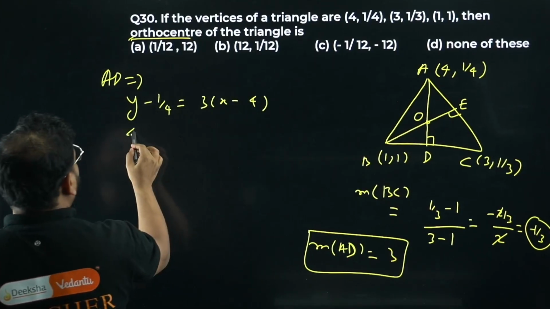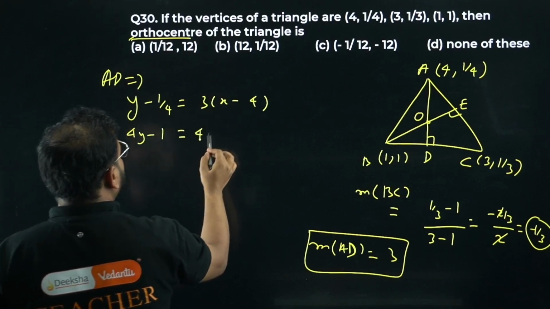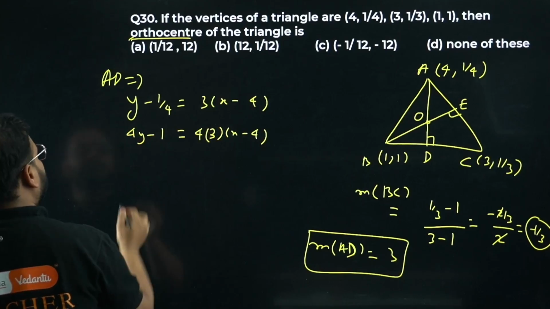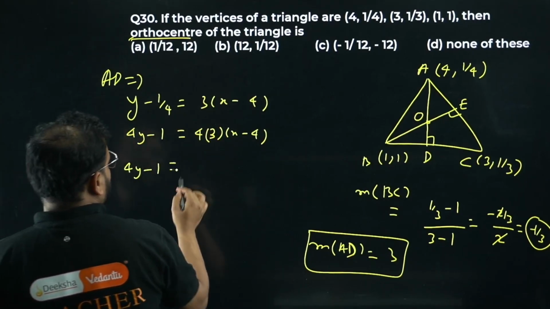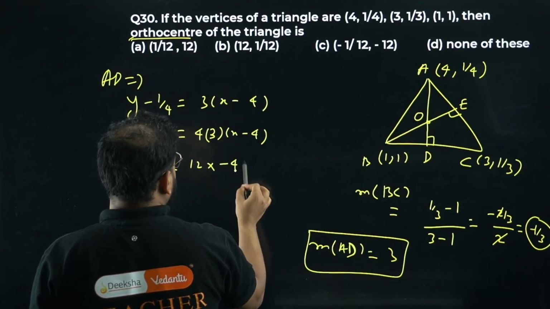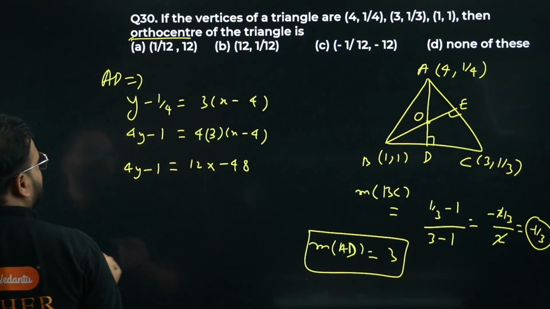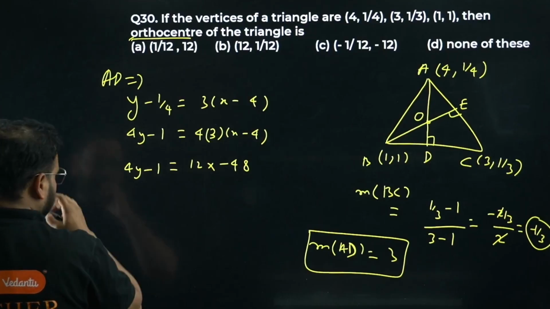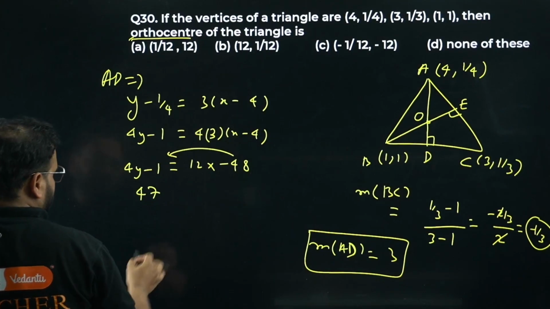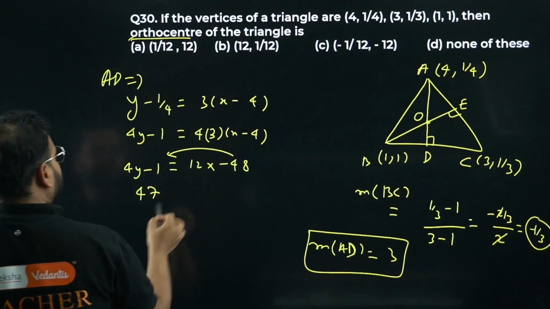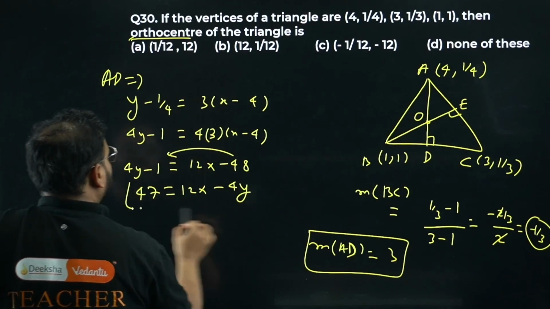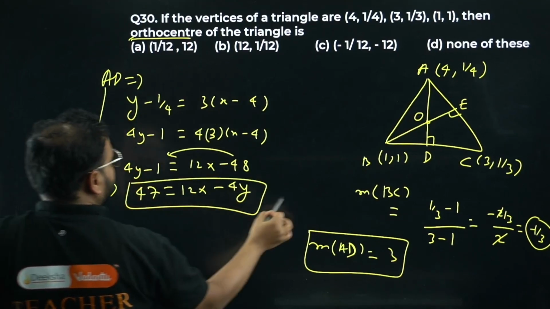Okay, taking the LCM, it will become 4y minus 1 equals 4 into 3 into x minus 4. I'm taking this 4 over here on this side. I get 4y minus 1 equals 12x, please check, and minus 48, right? 12 4s are 48. So I'm going to bring this thing over here and that thing over there. We get here 47, because 48 plus, minus 1 is there, so 47. We have 12x minus 4y equals 47. This is my equation for AD. Let's call this equation number 1.